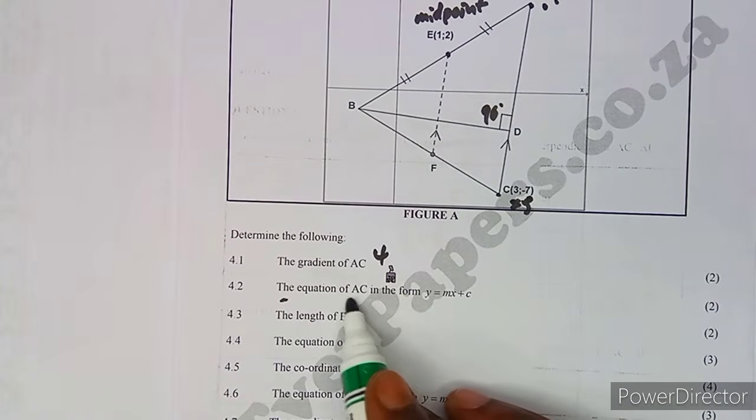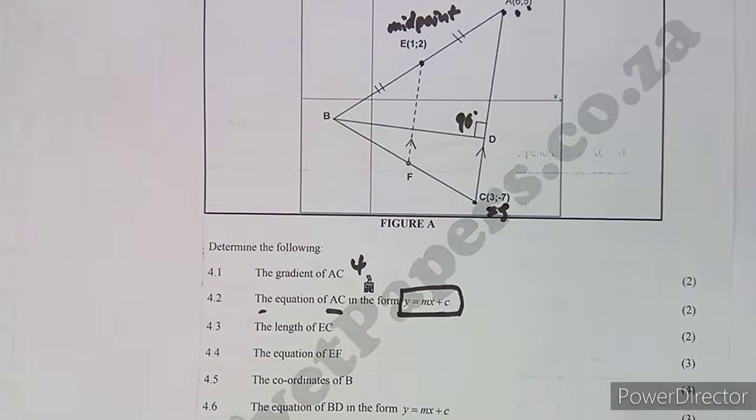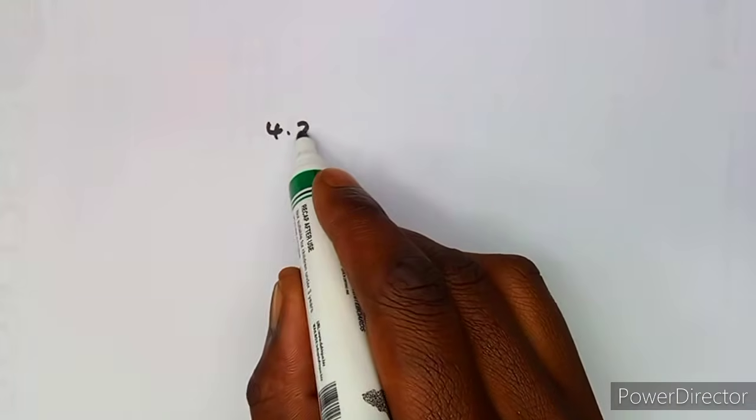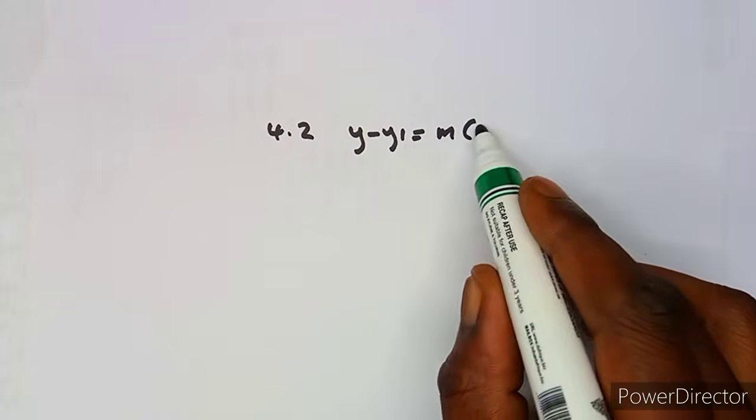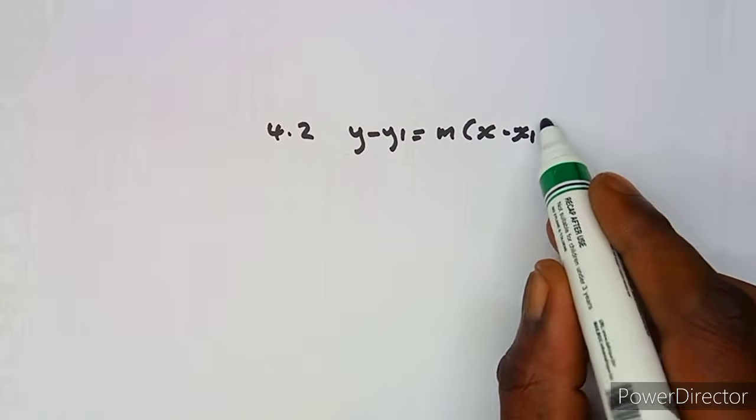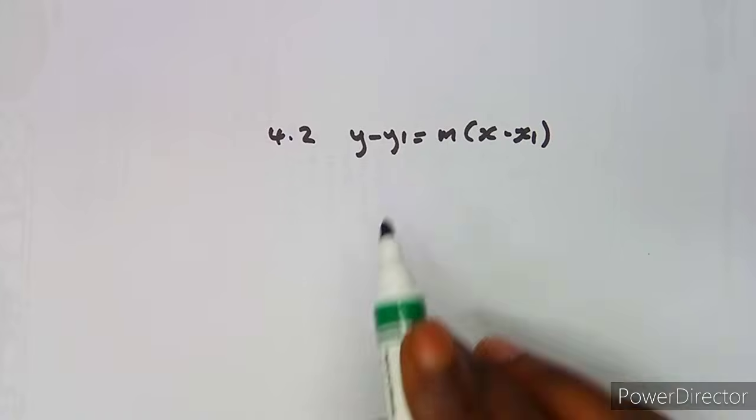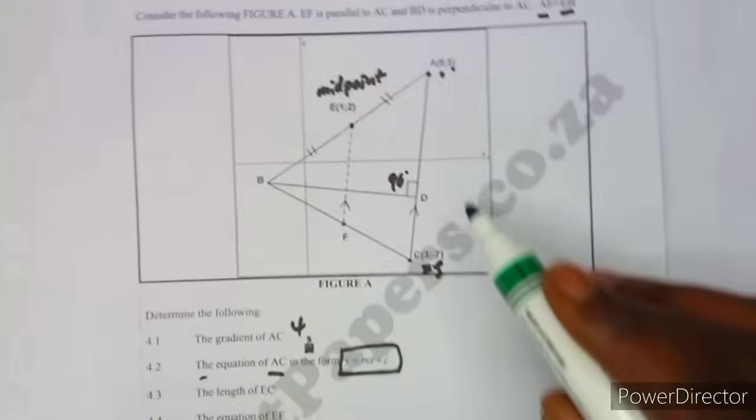Then we have the equation of AC in the form y is equal to mx plus c. According to our syllabus, when you want to find the equation, you use the formula y minus y1 is equal to m times x minus x1. I don't know why, but this is what they require you to use. There are many ways to find the equation, but this is the basic formula they need you to use, where y1 and x1 represent any point on AC.